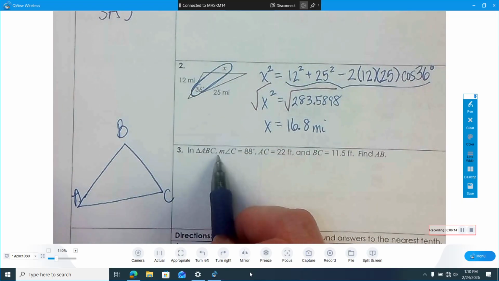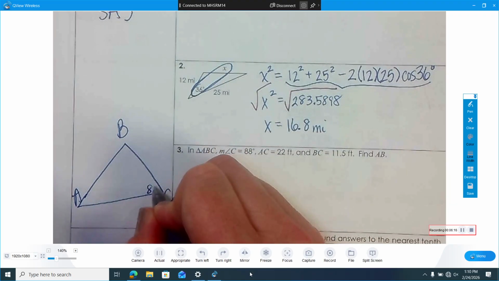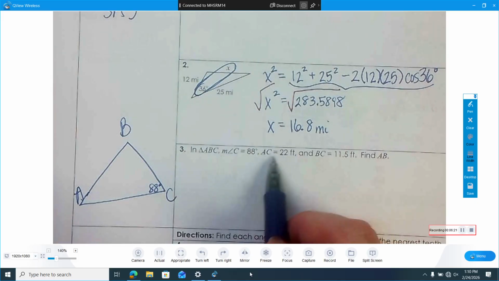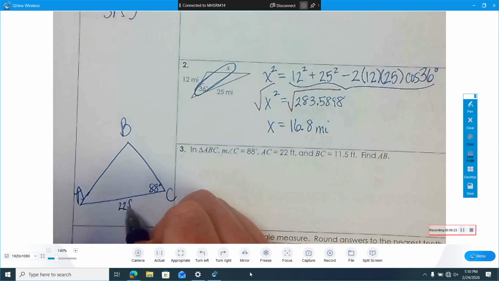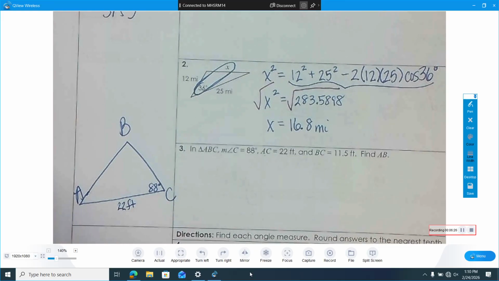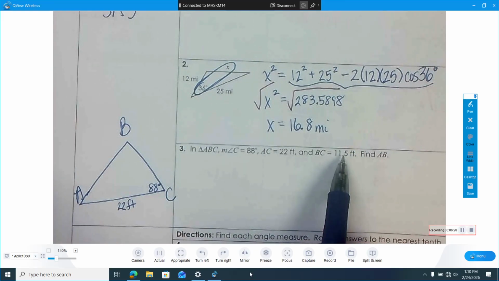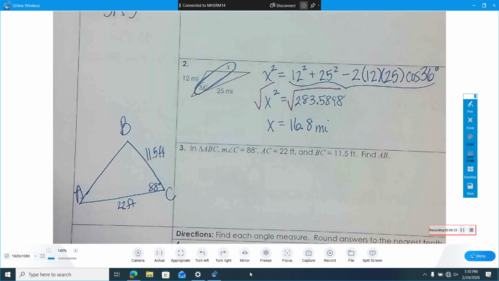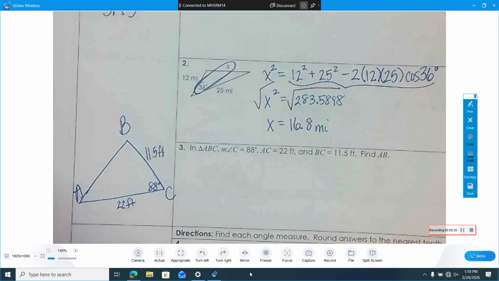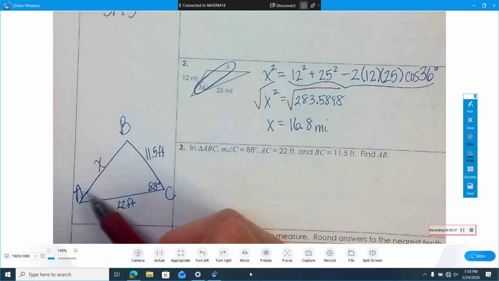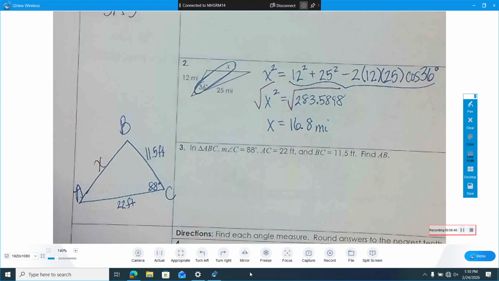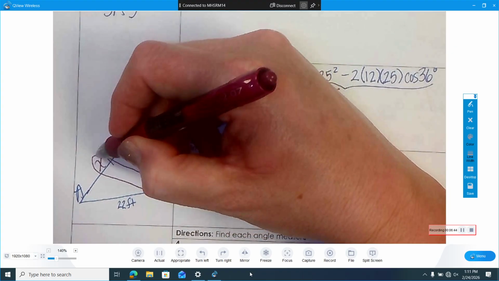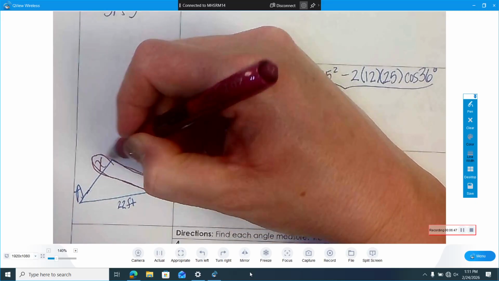And it says the measure of angle C is 88 degrees. So my C has 88 degrees. Segment AC is 22 feet long. So AC is 22 feet long. And BC is 11.5, so BC is 11.5 feet. And we want to find AB. So that's AB right here. That's what I'm trying to find, is that side X there. So I'm going to look for my side and my opposite angle. Those are the two pieces that are super important.